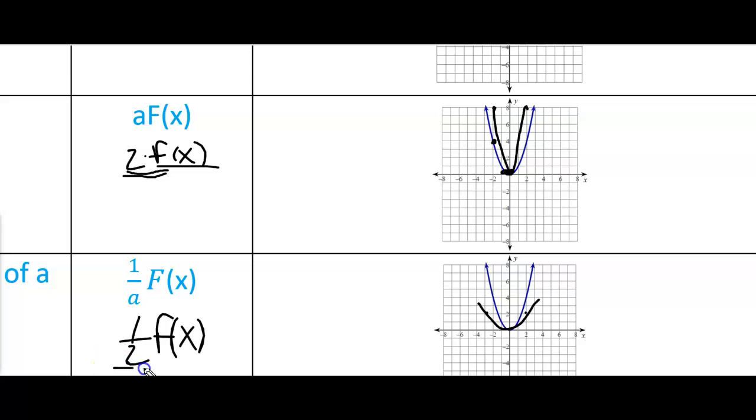Now when you multiply it by a number less than 1, or in other words, you're dividing by 2 instead of multiplying by 2, it cuts all the y values in half, and so it makes your graph look shrunk vertically. Okay.